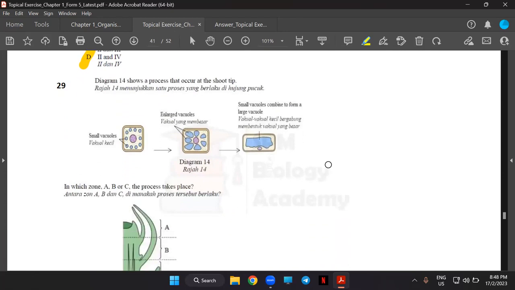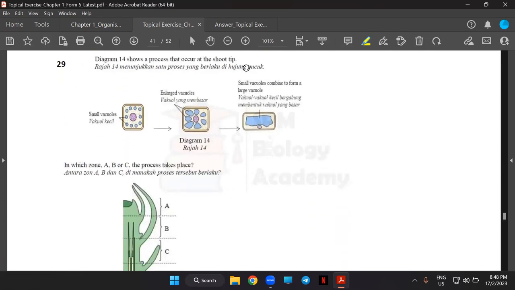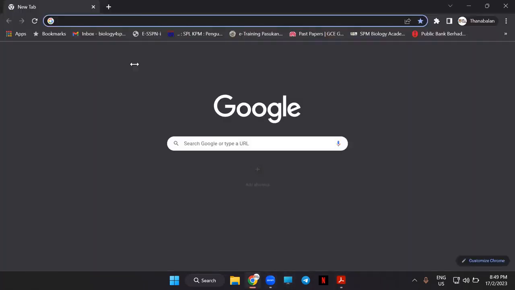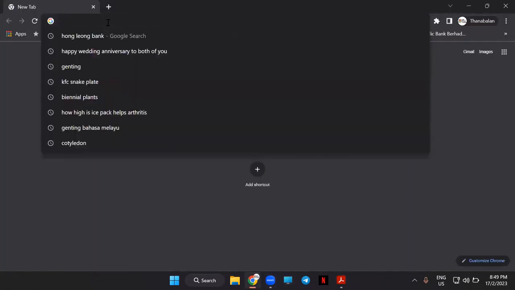Soalan 29. I can see to check. Hold on for a while. Oh, okay. So I have a question. What type of tissue is companion tissue? What type of tissue is companion tissue? Okay.